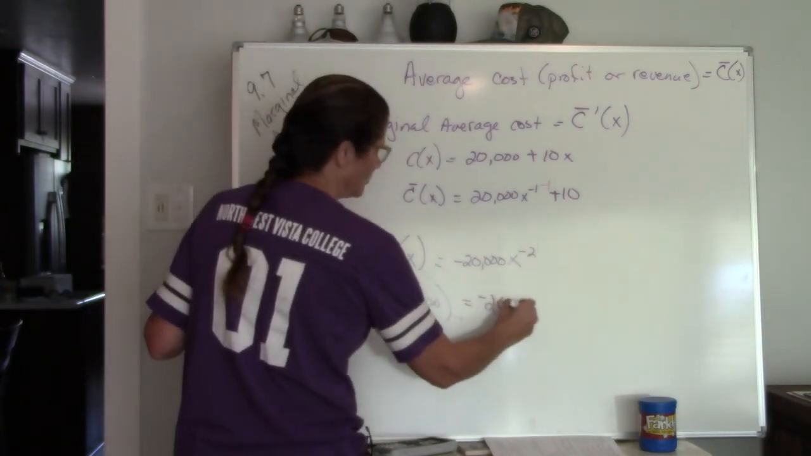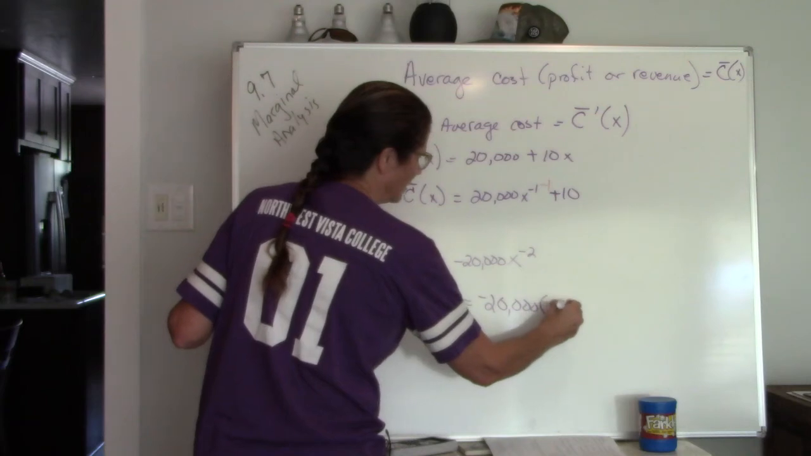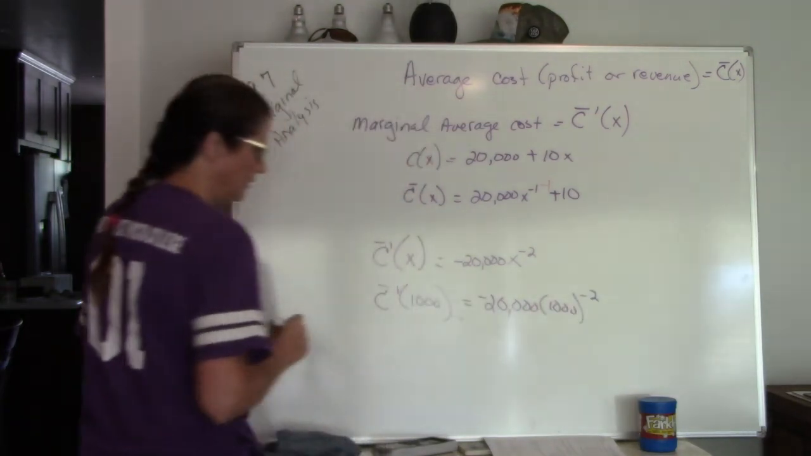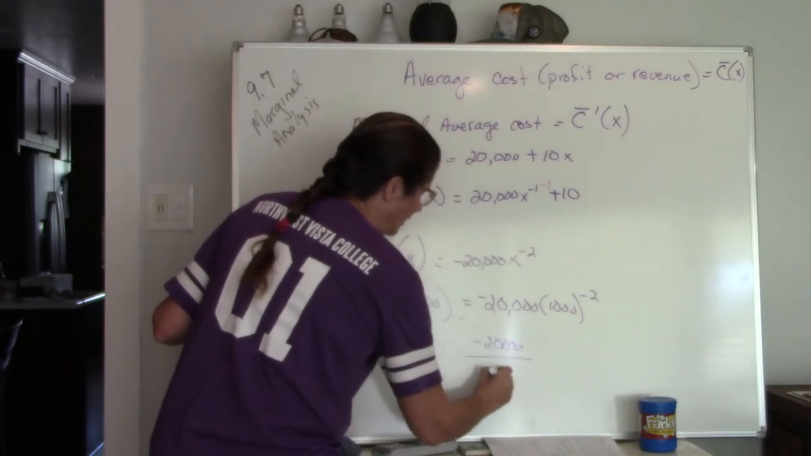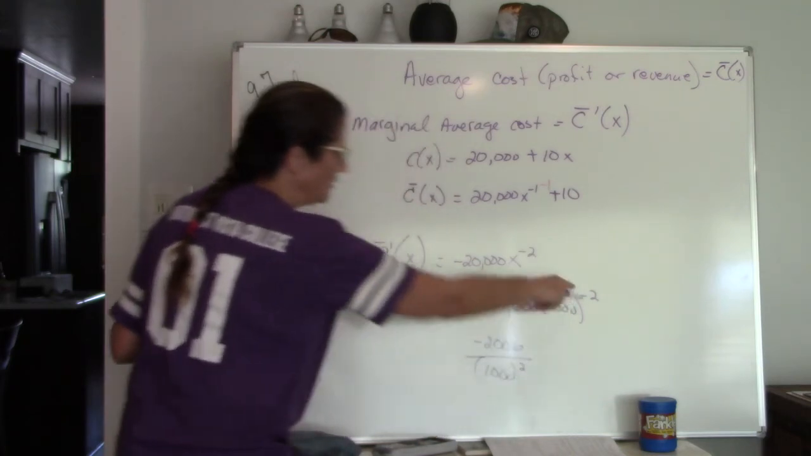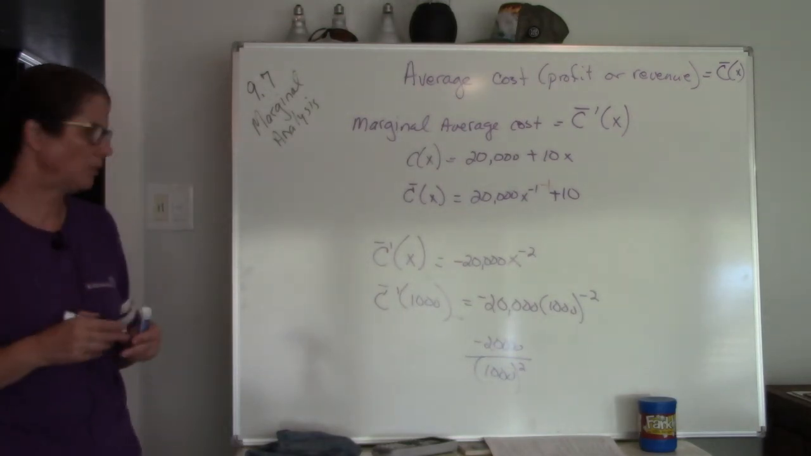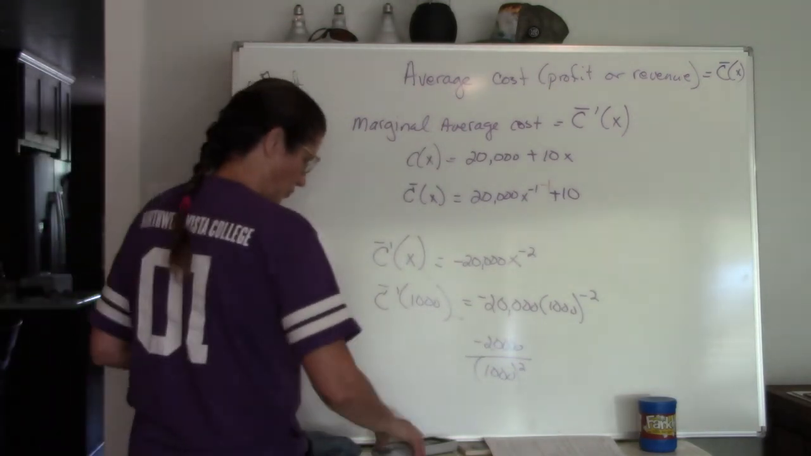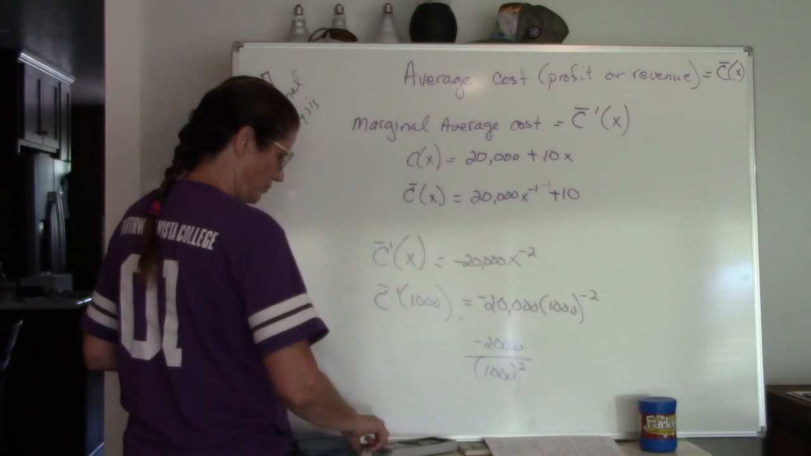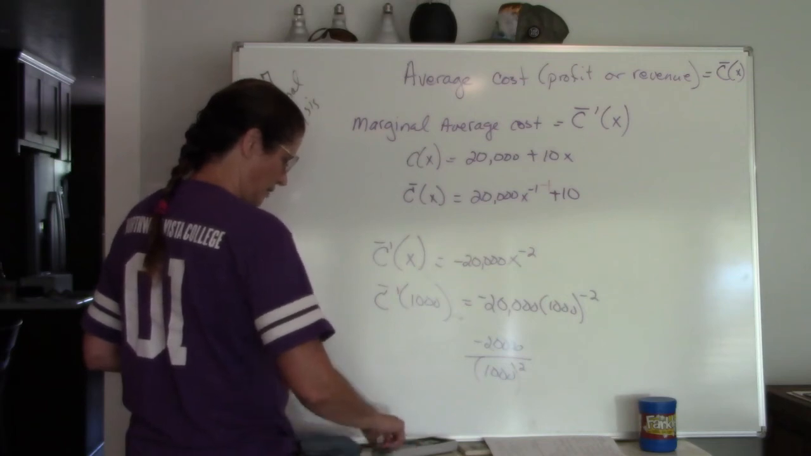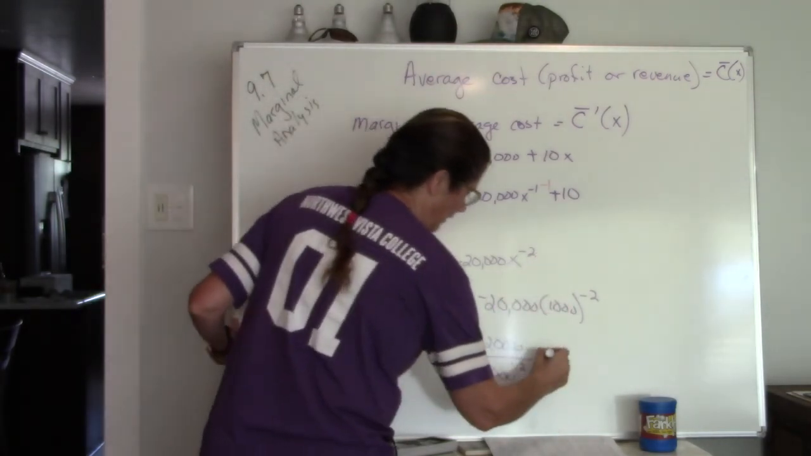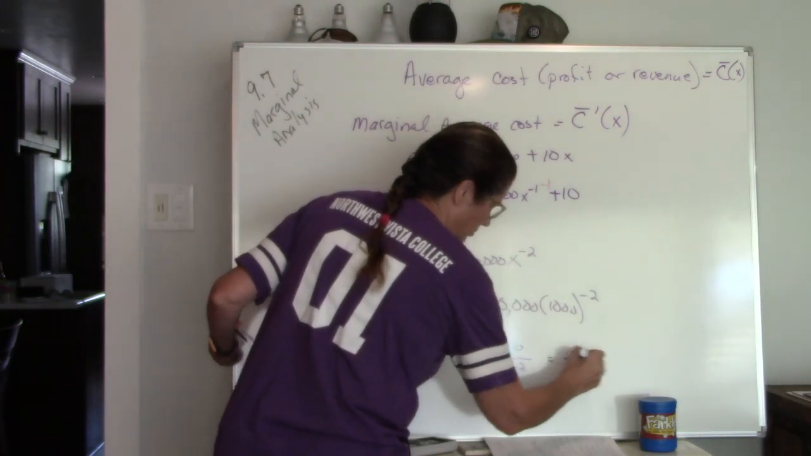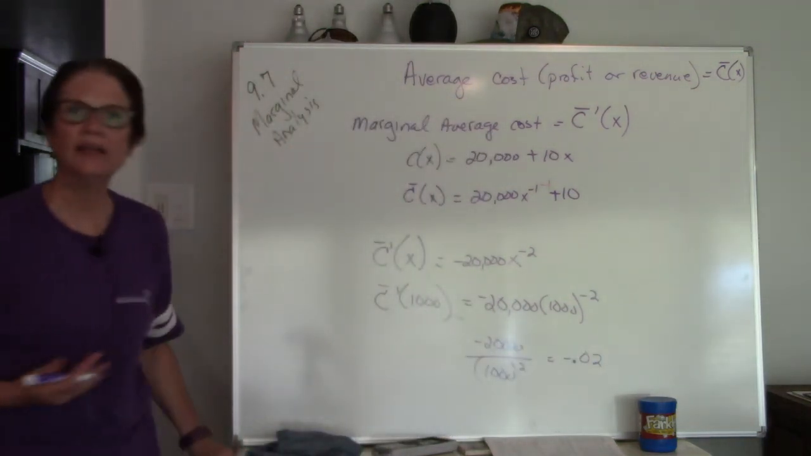We plug 1,000 in anytime we see an x. The other way that you can write this, if this is not comfortable for you: it was negative on top, we drop it to the bottom, and it becomes a positive. So we're going to do negative 20,000 divided by 1,000 squared, and we get negative 0.02.